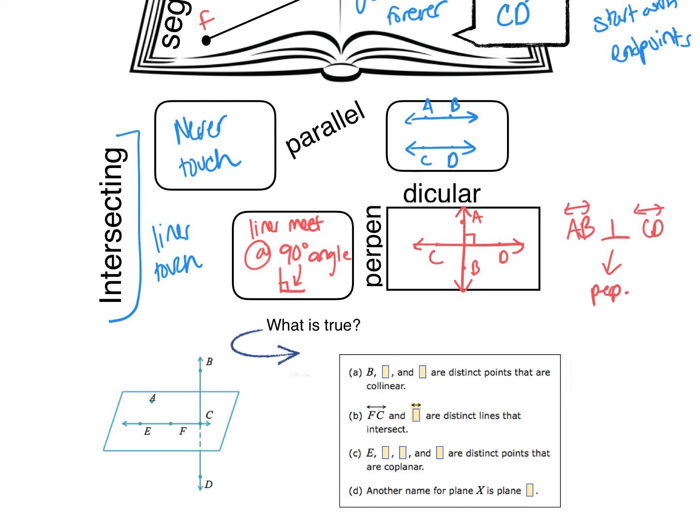Similarly, I forgot to mention the symbol we use for parallel. If I were to say these 2 lines were parallel, I'd say line AB is parallel, and you just draw 2 lines next to one another. That's the symbol for parallel lines. So line AB is parallel to line CD. Again, geometry is about a lot of labeling and understanding what each of the labels mean.